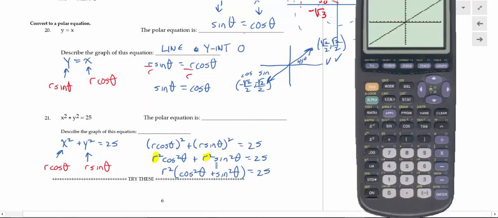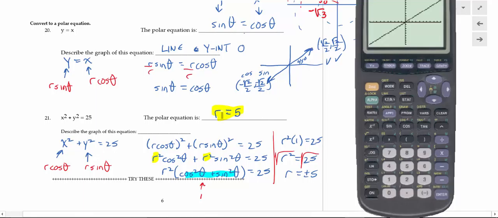Hopefully you notice that this is 1. That's that fundamental Pythagorean identity. So what we end up with is r squared times 1 equals 25, or just r squared equals 25. That's how that one goes. Now the other thing you can do is square root both sides, and technically you would get r equals plus or minus 5, but it doesn't really matter that you put the minus in. You can just write the polar equation as r equals 5.